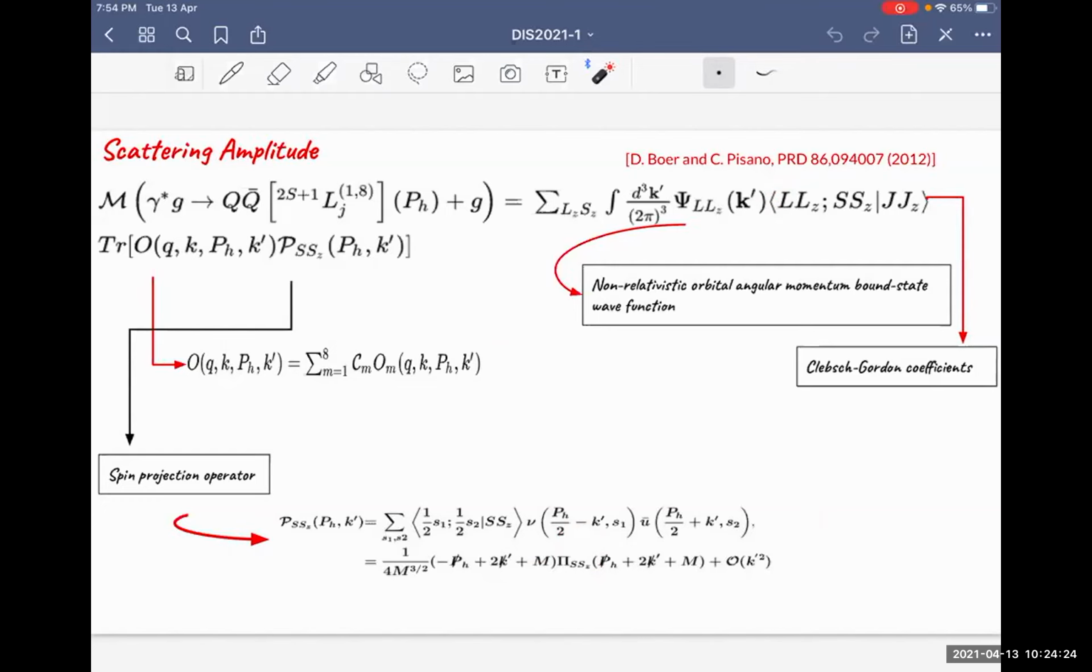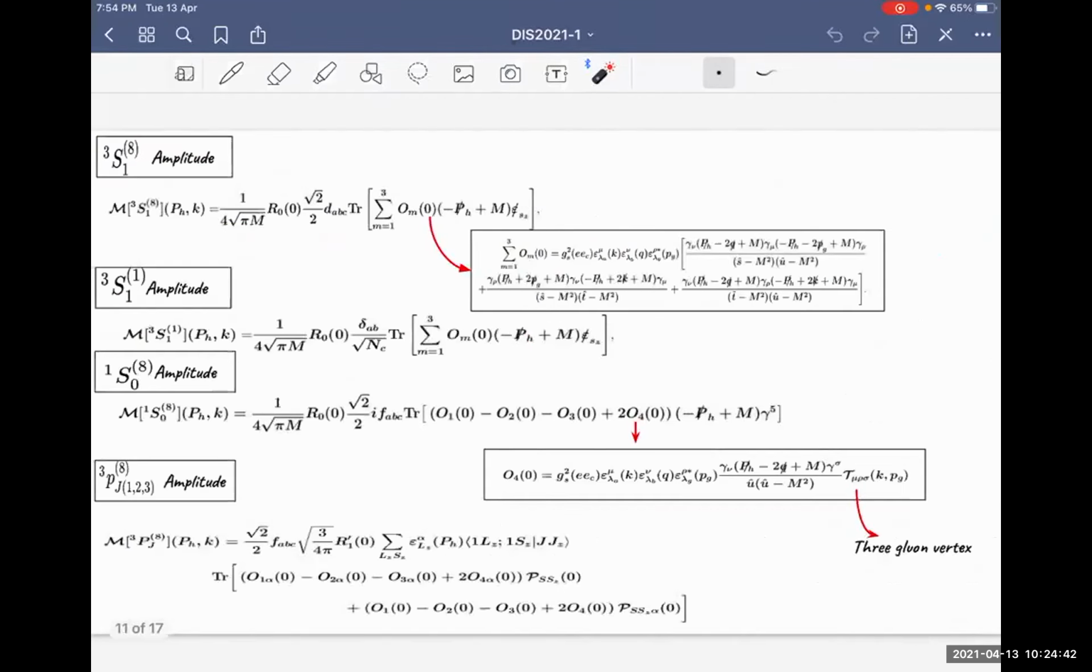As we are using the NRQCD formalism, the Taylor expansion is done around K prime equal to 0, where K prime is assumed to be small. The first term gives the S wave contributions, while the second term gives the P wave contributions. So finally, the scattering amplitudes for various color singlet and color octet states are given by these equations.